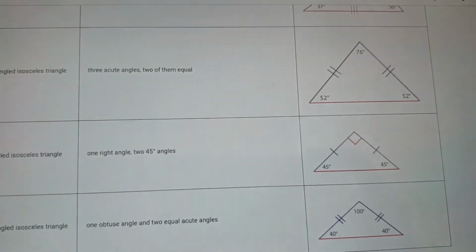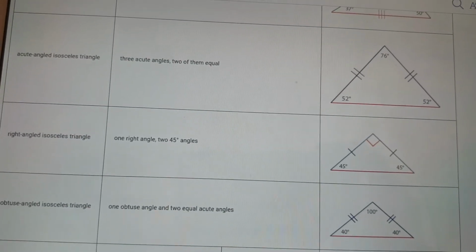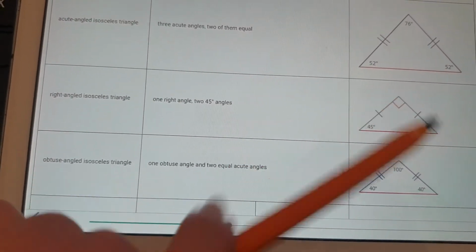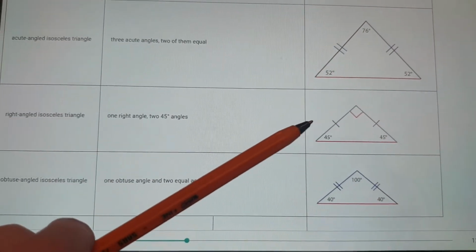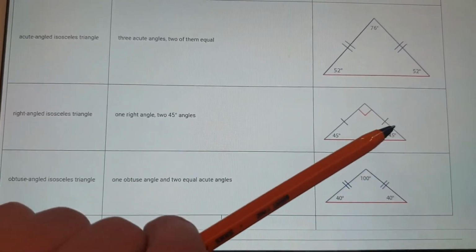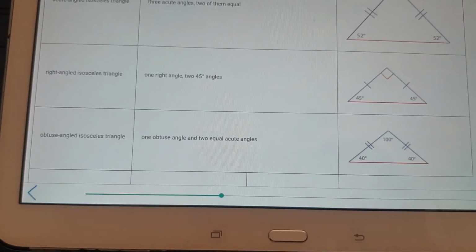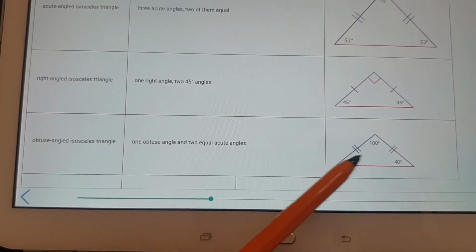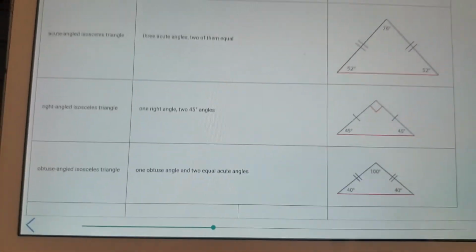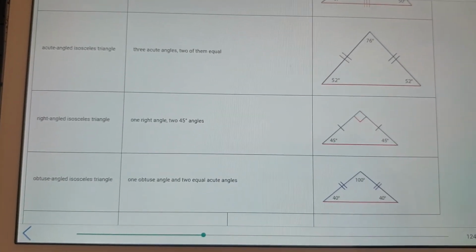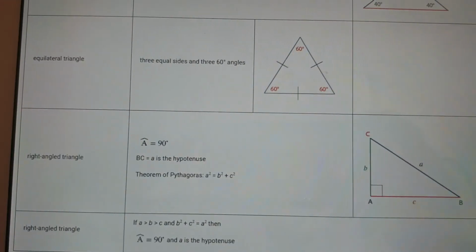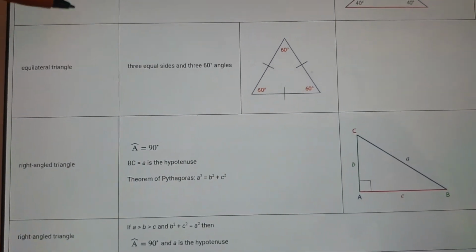All three angles are smaller than 90 degrees, but this side and this side is of equal length. Then we have our right angled isosceles triangle where we have a right angle and these two sides are equal length, and then also the angles are the same. And when we have our obtuse angled isosceles triangle, obtuse angle, two sides the same, two angles the same. So when we have an isosceles triangle, we always have the two angles the same and the two sides that's the same. And then we have an equilateral triangle.